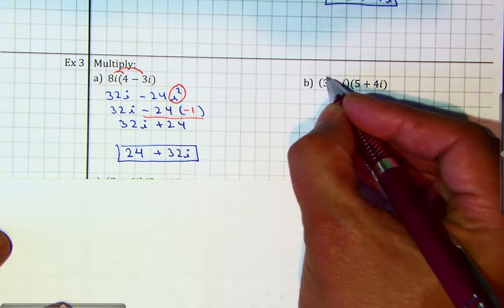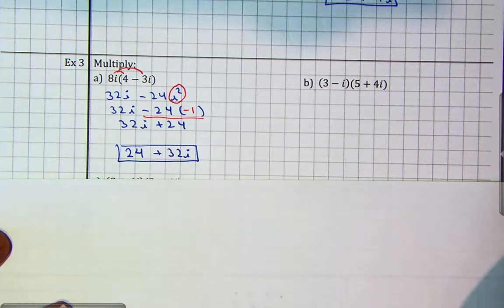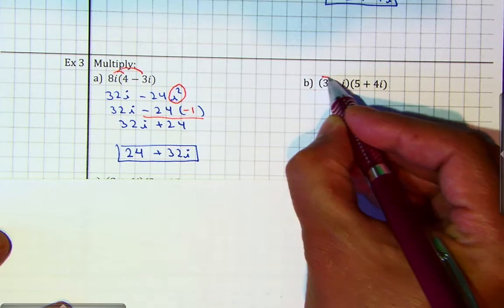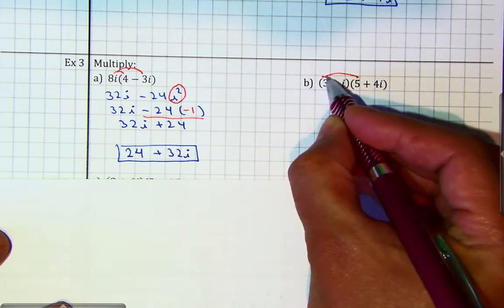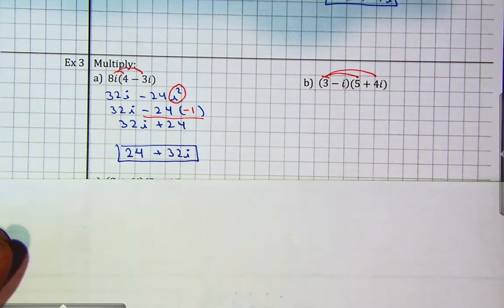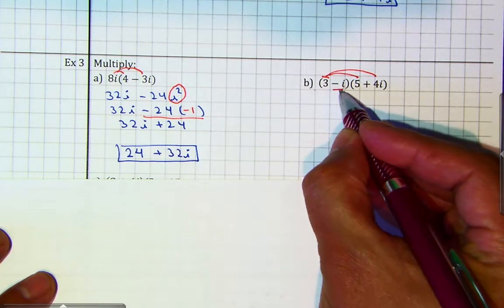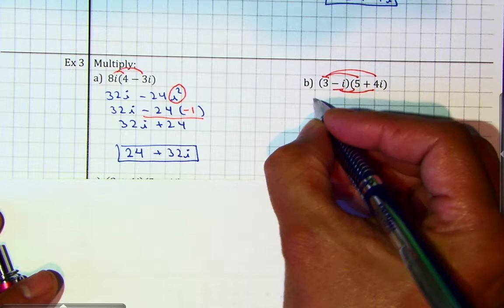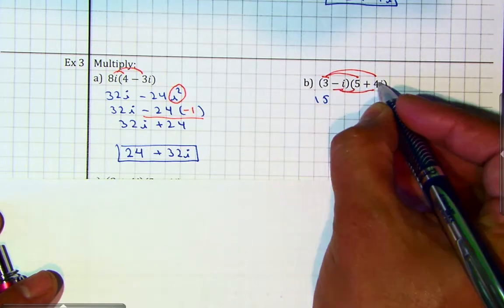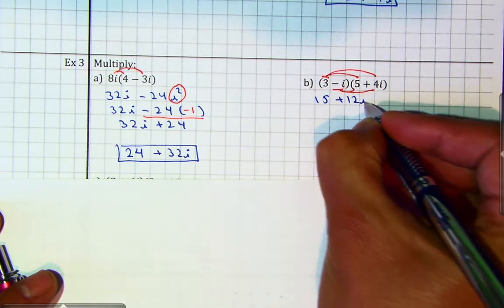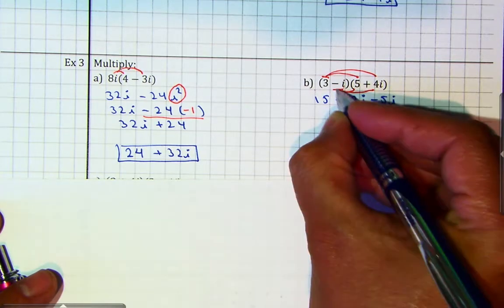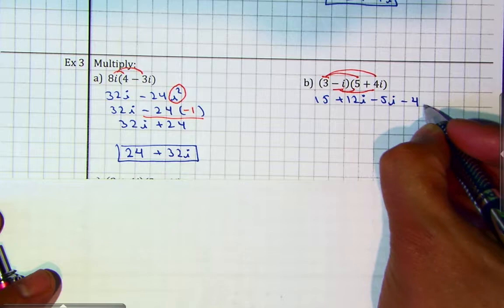Just like we multiply binomials, I'm going to treat i as a variable. So therefore, I'm going to use the distributive property. I'm going to distribute the 3. Then I'm going to distribute the -i. So 3 times 5 will give me 15. 3 times 4 will give me plus 12i. -i times 5 is -5i. And -i times 4 will give me -4i squared.